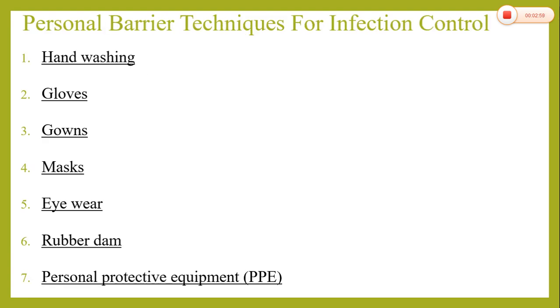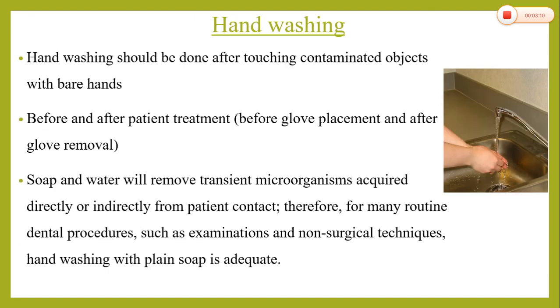Personal barrier techniques for infection control. Hand washing, gloves, gowns, masks, eyewear, rubber dam, and personal protective equipment. Hand washing should be done after touching contaminated objects with bare hands. And hand washing should be done before placing gloves and after treating the patient and removing the gloves. Soap and water will remove transient microorganisms acquired directly or indirectly from patient contact. Therefore, for many routine dental procedures such as examinations and non-surgical techniques, hand washing with plain soap is adequate.